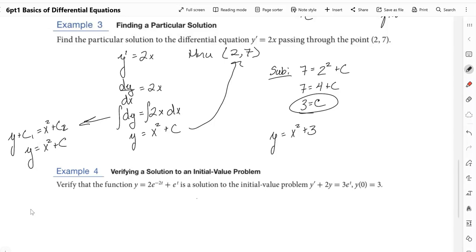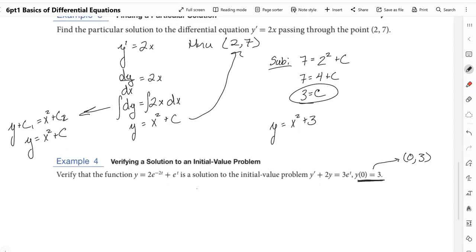So let's look at example 4. We want to verify that the function y equals 2e to the negative 2t plus e to the t is a solution of the initial value problem y prime plus 2y equals 3e to the t, where y of 0 equals 3. So there's the initial value they're talking about. And the point here would have an x coordinate of 0 and a y coordinate of 3. So they're talking about the point (0, 3).